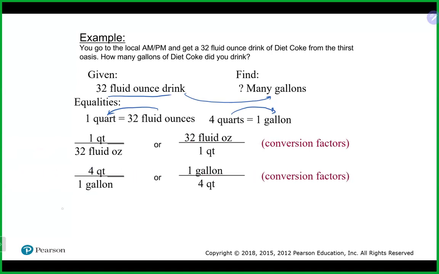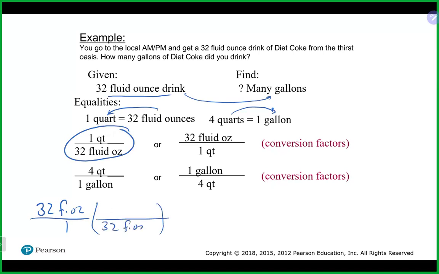So here we will start with our 32 fluid ounces. And once again, we can see that it's on top. So again, makes the decision pretty straightforward. We got to go opposite. So that's the opposite location for those fluid ounces. So we'll go with 32 fluid ounces on the bottom, 1 quart on top. If I stop the calculation right at this point, the fluid ounces will cancel each other out. The only unit left at this point is quarts.